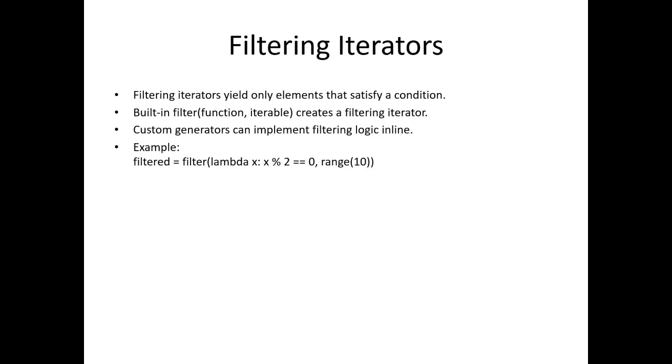Filtering iterators. Filtering iterators only yield elements that meet specific conditions. The built-in filter function creates a filtering iterator that applies a predicate to each item. Alternatively, you can implement filtering inline with a generator expression. For example, filter lambda x: x % 2 == 0, range(10), yields only the even numbers from 0 to 9.